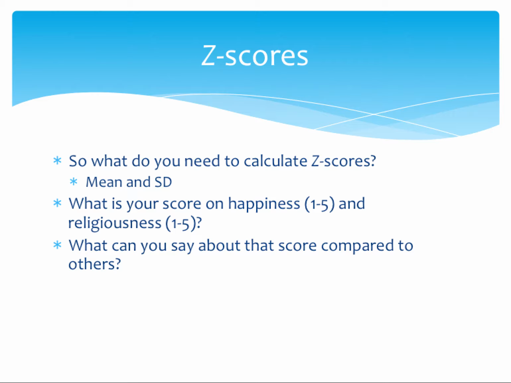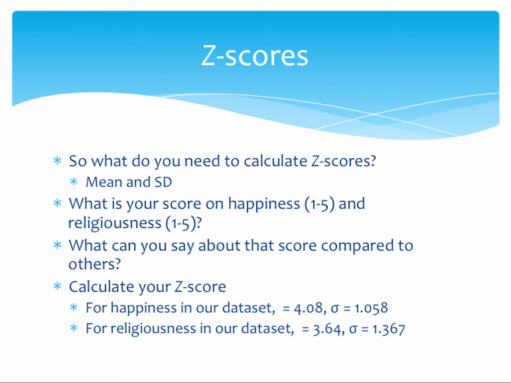And then I want to see what you can say about yourself compared to other people. So these are scores from our data set that you guys helped create. So the mean for happiness in our data set was 4.08 with a standard deviation of 1.06. And for religiousness, 3.64 with a standard deviation of 1.37. So go ahead and use your happiness and your religiousness scores and plug it in with this information. So pause the recording, and when you're through with that, go on to the next slide.